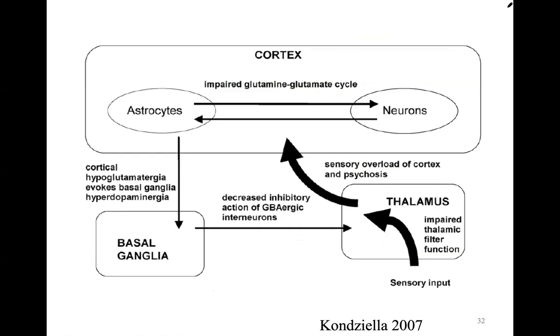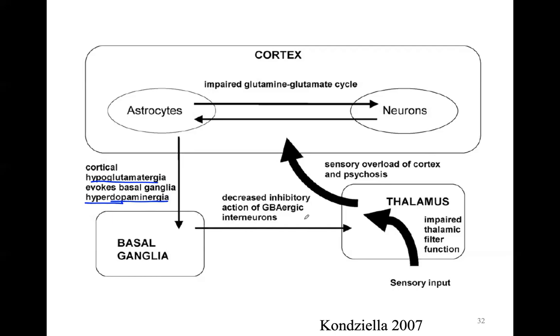So what we have here in the cortex is glutamine and glutamate cycling between the neurons and the astrocytes. So in schizophrenia, what appears to happen is that for some reason this glutamine-glutamate cycle is impaired. So what will happen here is that these astrocytes have a hypoglutamatergia that will evoke basal ganglia hyperdopaminergia. Okay, that can then have a decreased inhibition on the GABAergic neuron.